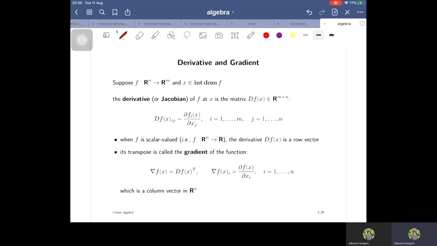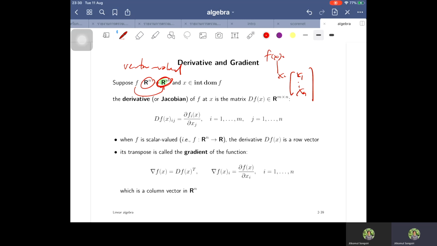Okay, from calculus, suppose we have a function that maps from Rn to Rm. This is called a vector valued function because you have a variable x in Rn, a vector x1 through xn, but at the same time the value of your function is also a vector. So this is called vector valued.